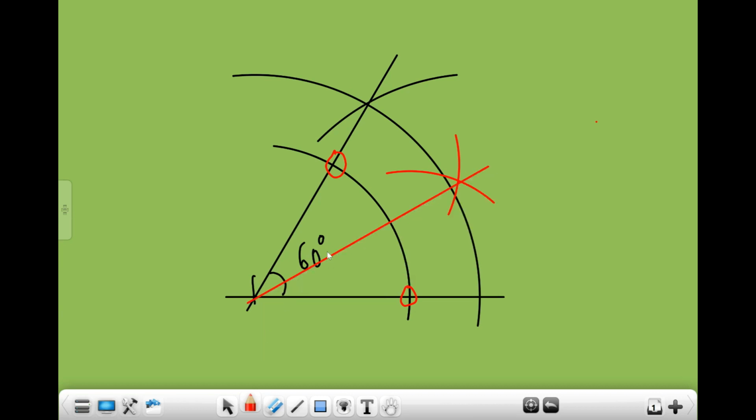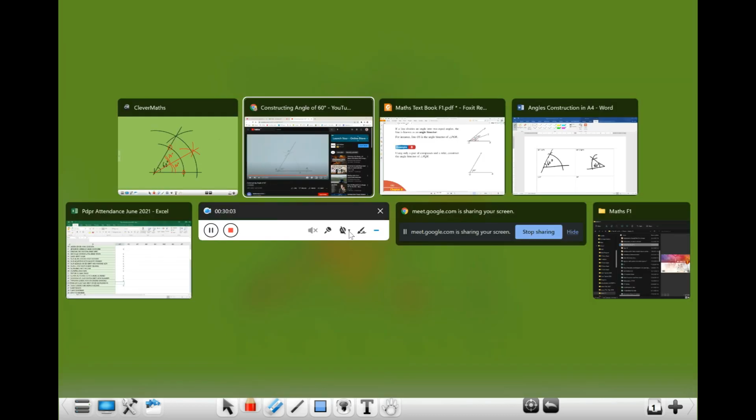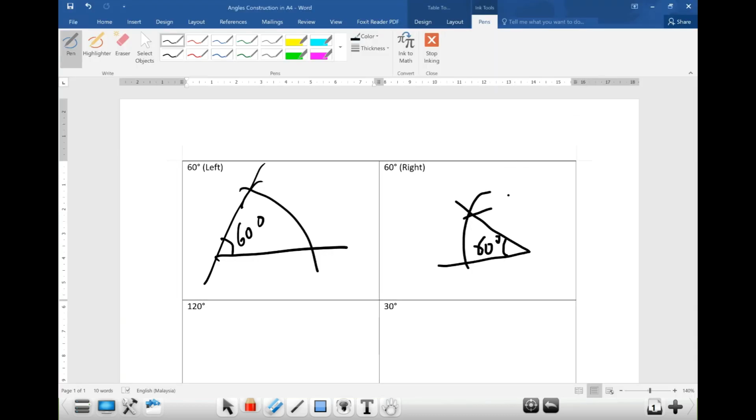Okay, can you do that? Yes. Okay, let us try together. So this is your worksheet just now. We are going to construct 30 degree here. Okay, so what you do is you are going to start to draw two line. How does the line look like?